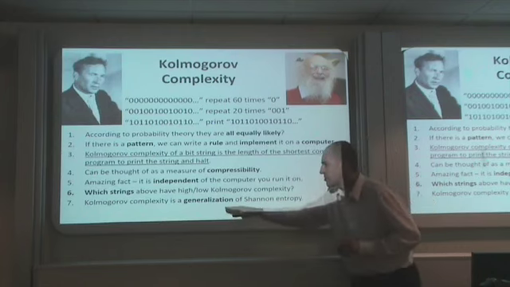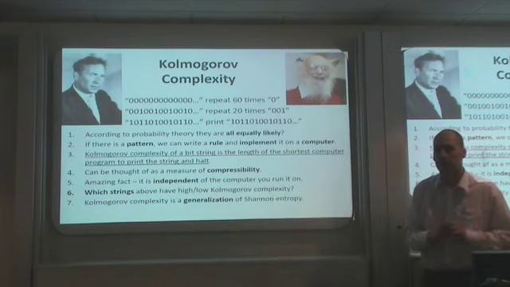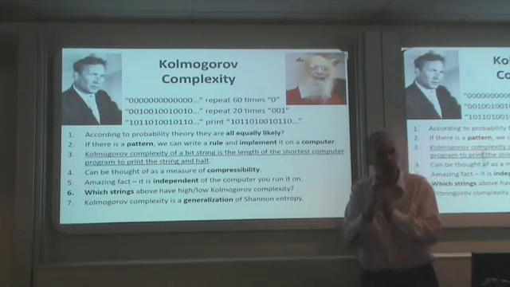And Kolmogorov complexity is a generalization of channel entropy because it does away with probability distributions. In channel entropy, each bit is assumed to be independent. In Kolmogorov complexity, you can let go of that.